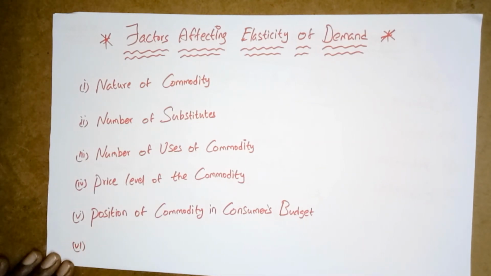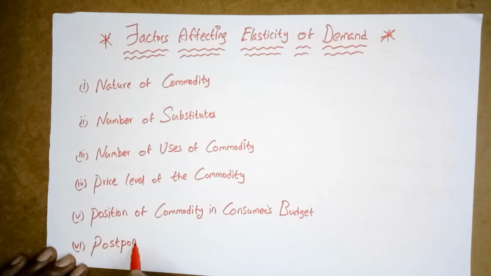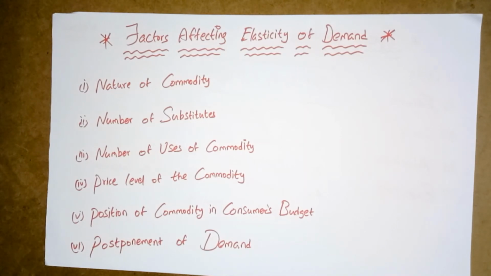Next one, after consumer's budget, postponement of demand. Here demand for a commodity tends to be elastic if the demand for it can be postponed. If we are postponing the commodities which we are going to purchase, then the demand tends to be elastic.